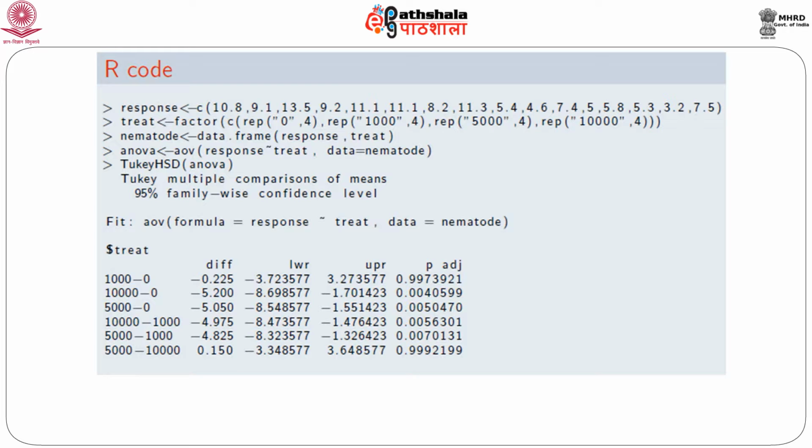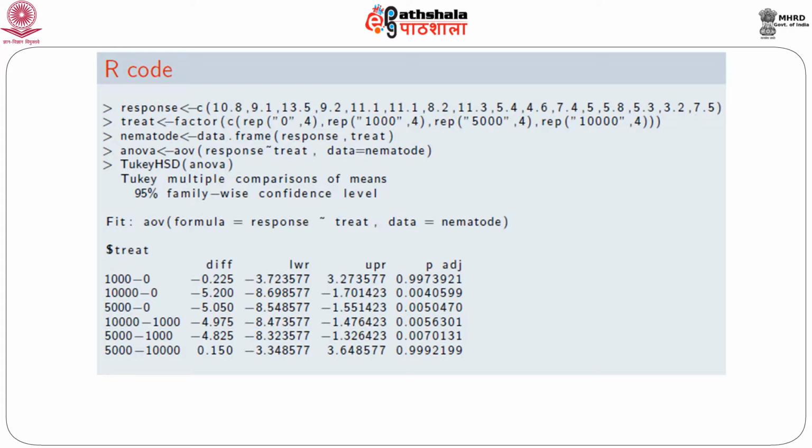So, just bunch them up together to create a data frame which we call nematode. This is accomplished by using the function data.frame. The first column is response, the second column being treat.